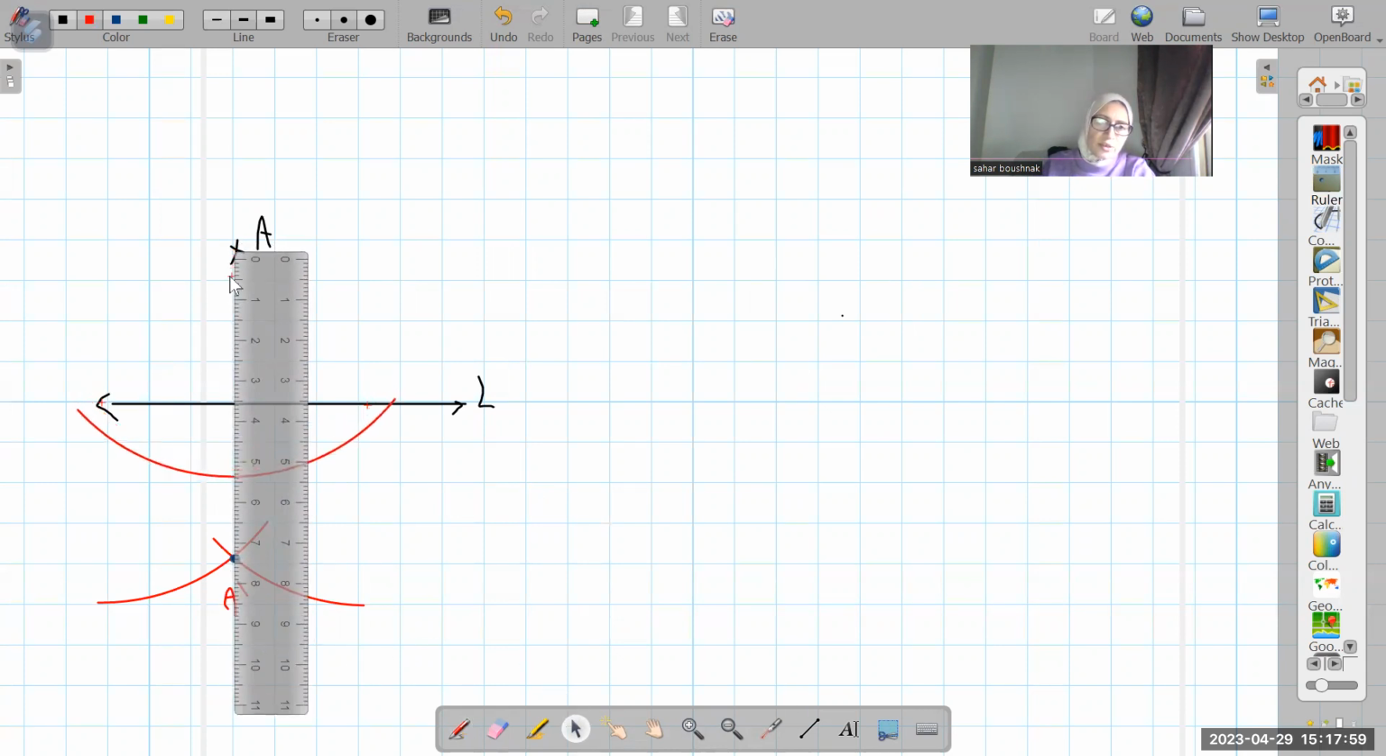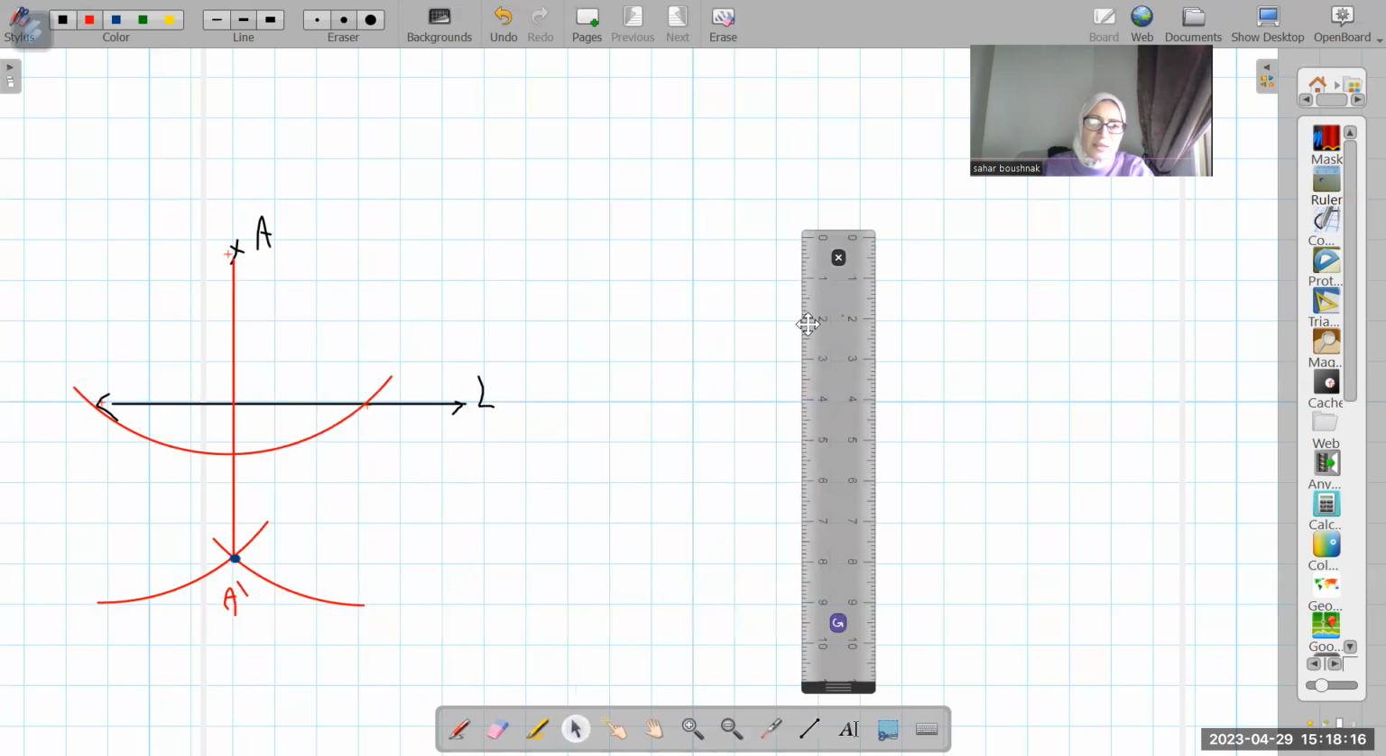So if you take a look here, they are the same lengths, 3.5 and 3.5. That means they are equal. So the distance from A to the line, let's say this is point B, equals the distance from B to A dash. So AB must be equal to A dash B.